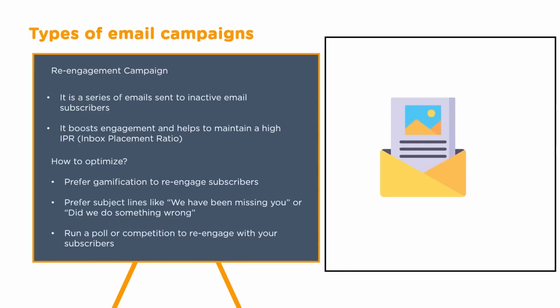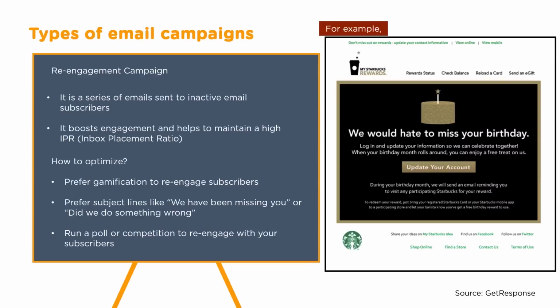These are a difficult type of email campaign. We're trying to re-engage with people who are inactive. So we want gamification to re-engage subscribers, or we want to prefer subject lines like, hey, we've been missing you, or did we do something wrong? We can run a poll or competition to re-engage with our subscribers. So for example, hey, we'd hate to miss your birthday, go ahead and update your account. This is a Starbucks email. It's that message of missing you. You can always soften or sweeten the deal with an offer as well.